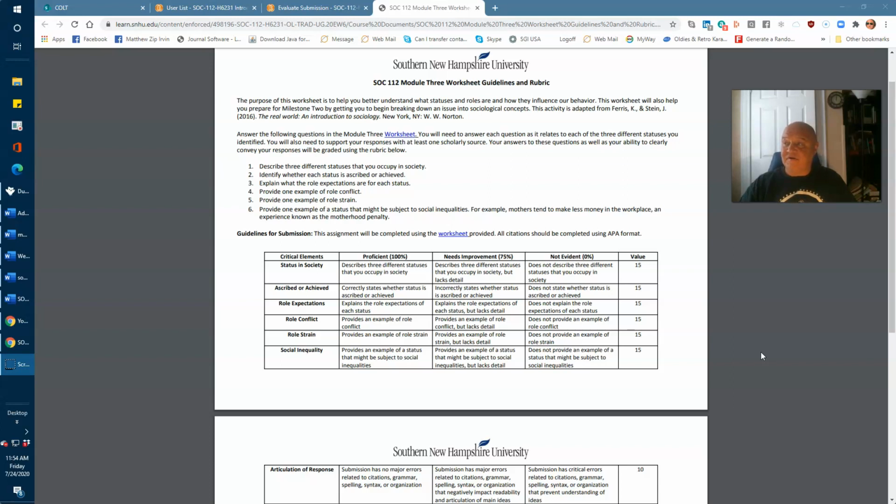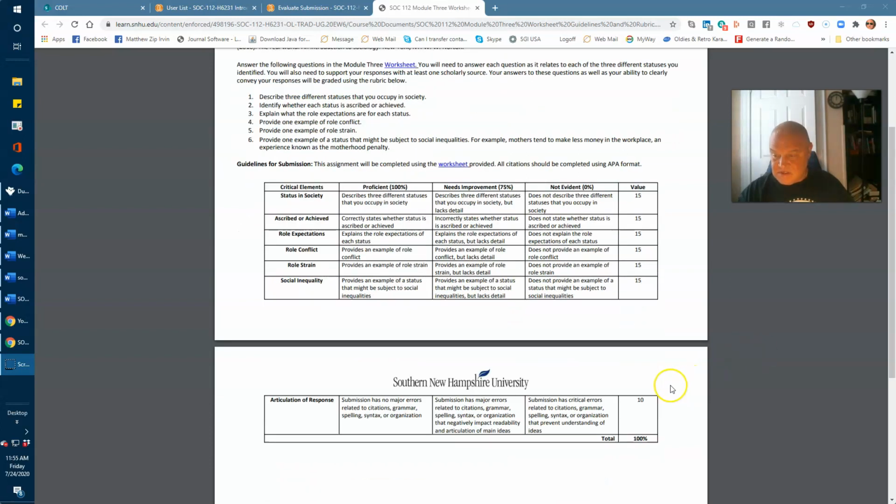A lot of folks ask me about milestone two. Please read the rubric and read the elements and then review so far. We're working on inequality this week. So you answer the following questions in the module three worksheet. Three different statuses, ascribed or achieved, role expectations, one example of role conflict, one example of role strain, one example of a status that might be subject to social inequality. For example, mothers tend to make less money in the workplace.